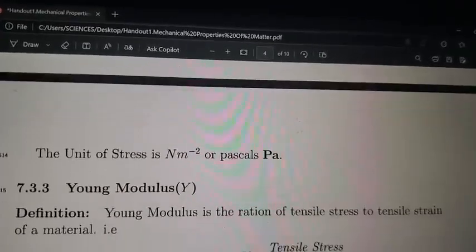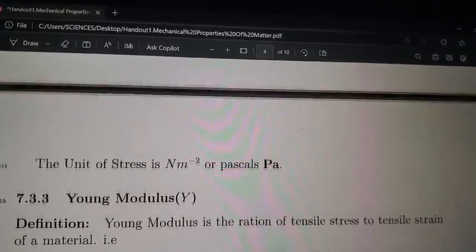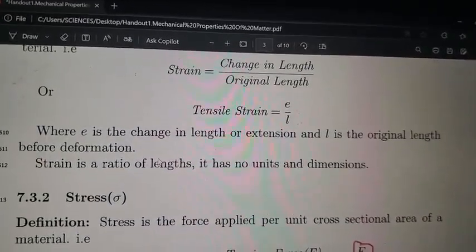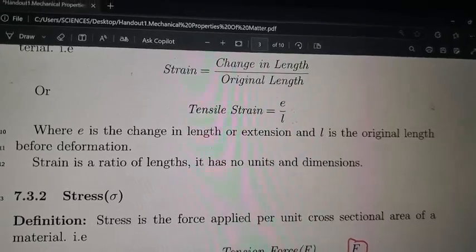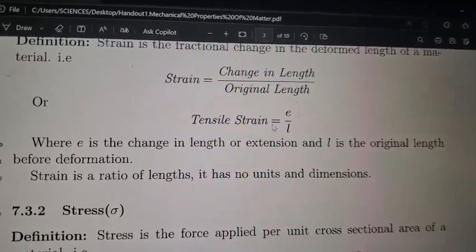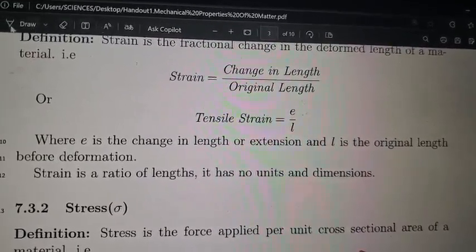Yes. So one thing I've not talked about during strain is the unit. Strain has no SI unit. Why do you think strain has no SI unit? Can someone guess?